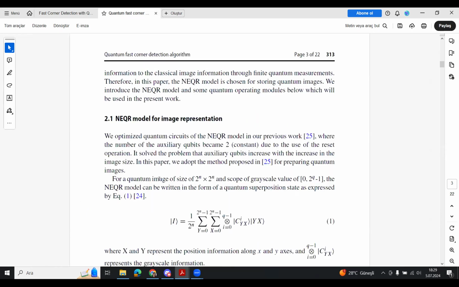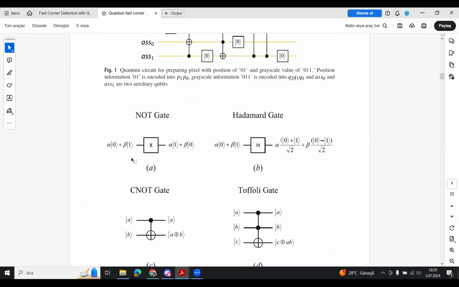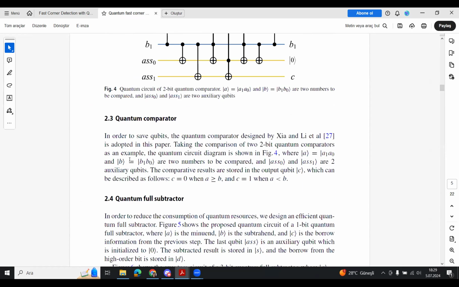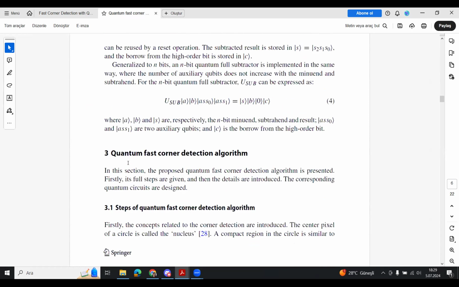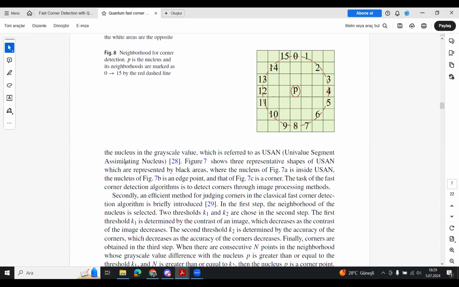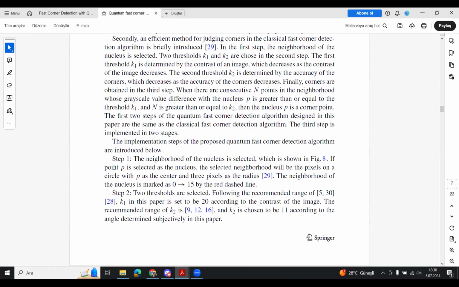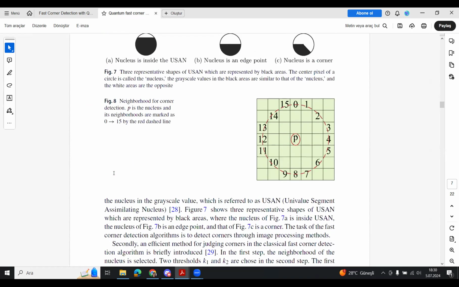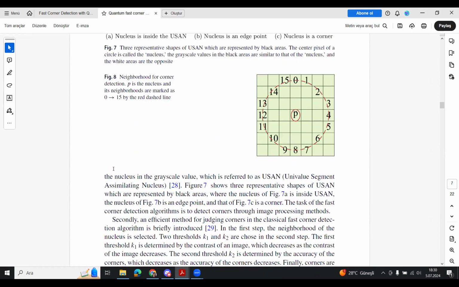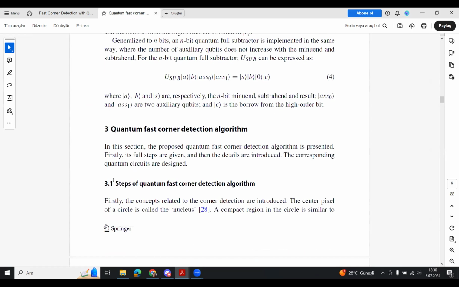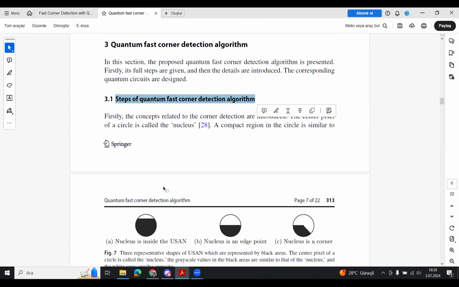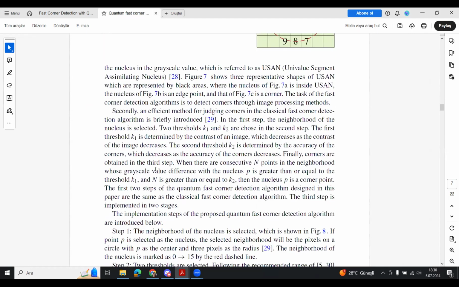The first two steps of the corner detection algorithm are implemented in this paper. Our purpose is to implement the second step. If you implement the first part of loading images, you can continue with the second step, the fast corner detection algorithm, by using this paper.